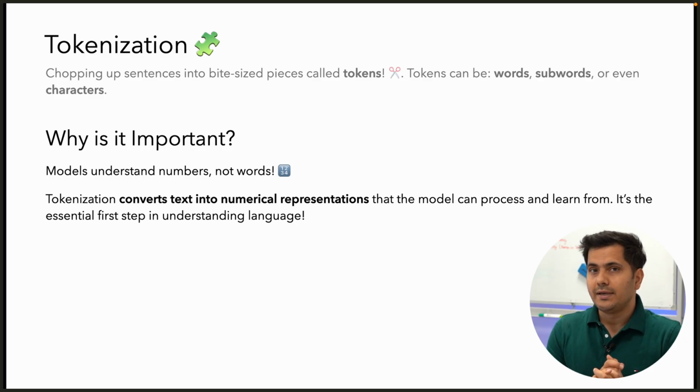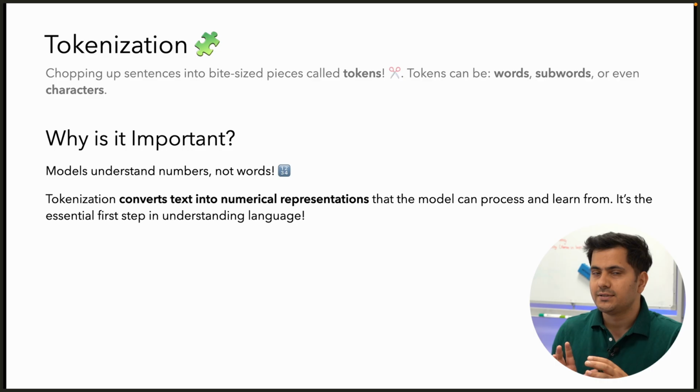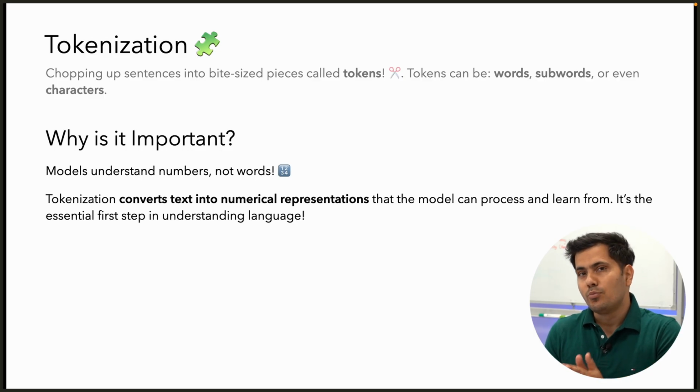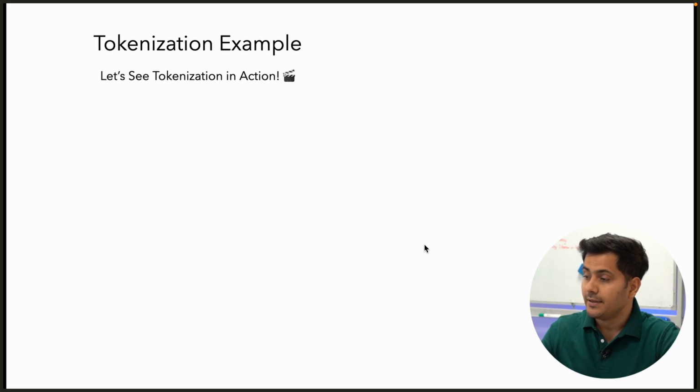So what we need to do is convert the language text that we saw in our training dataset, we saw an example of the FineWeb dataset, into a numerical representation. Why? Because our model understands numbers, not text. Okay, so that's what tokenization is. Let's see that in action.